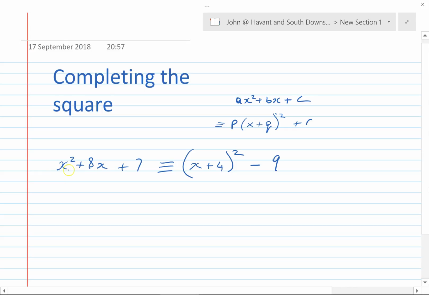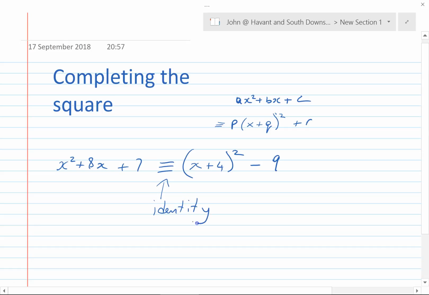So, for example, if you put 0 in here, you get 0 squared plus 0 plus 7, so that gives you 7. If you put 0 in here, you'll get 16 minus 9, which is 7. If you put 1 in here, you'll get 1 squared plus 8 plus 7, so that's 16. If you put 1 in here, you get 5 squared minus 9, which is 16, and so on. The name for such a thing is called an identity.